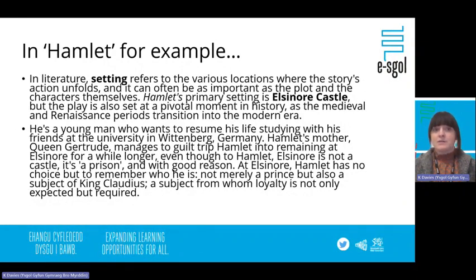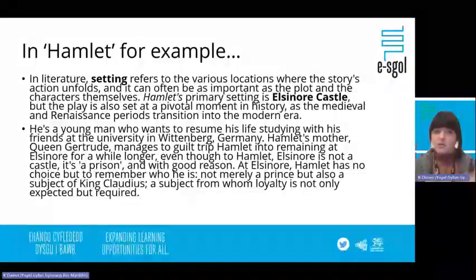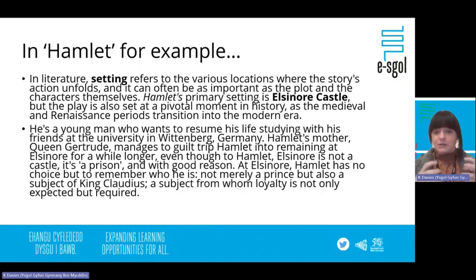So in literature, setting refers to various locations where the story's action unfolds, and it can often be as important as the plot and the characters themselves. So Hamlet's primary setting is Elsinore, the castle, okay? But the play is also set at a pivotal moment in history as the medieval and Renaissance periods transition into that modern era, okay? So it's not just about place with regards to location and setting, it's also about what's going on historically that's relevant to our understanding of the play. And that's integral, that's vital for your discussion of your drama.